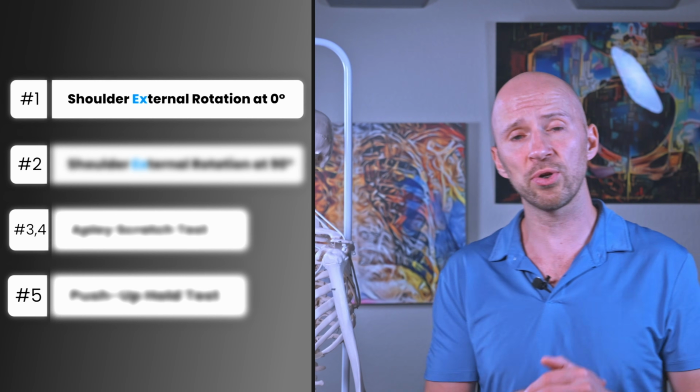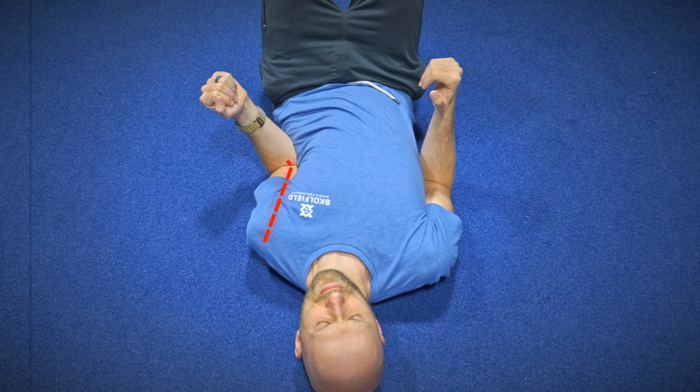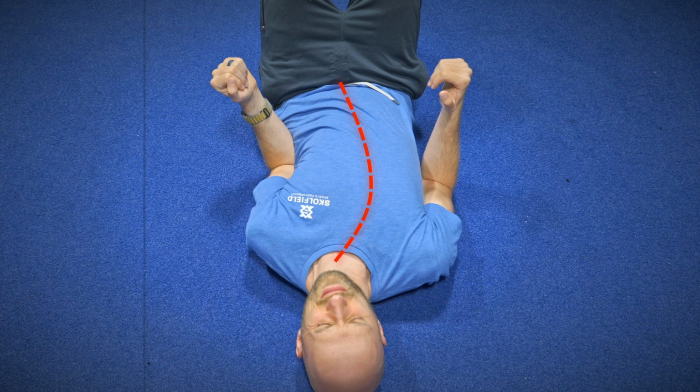First, shoulder external rotation at 0 degrees. Lie on your back with your knees bent. Have your arm to your side. You only need the top part of the arm to the side. You've got a pretty narrow waist, you don't have to wedge your elbow up against your sides. A lot of times you might side bend. That can give you a false positive on the test.